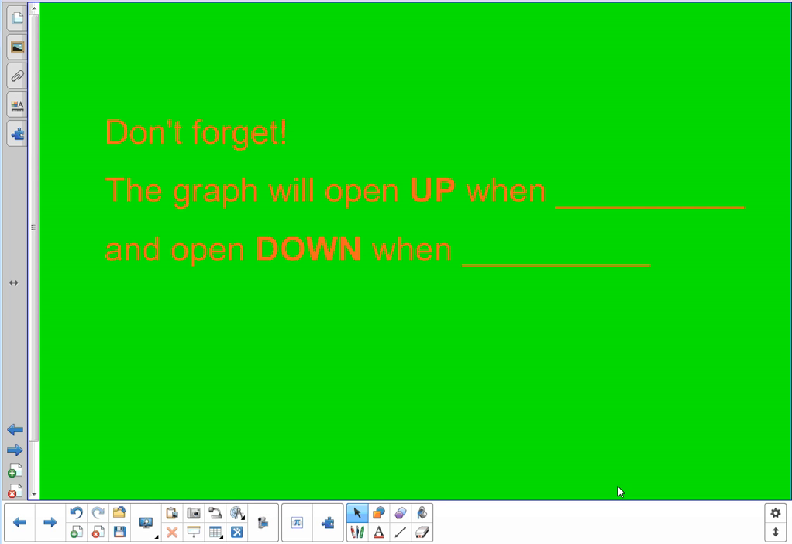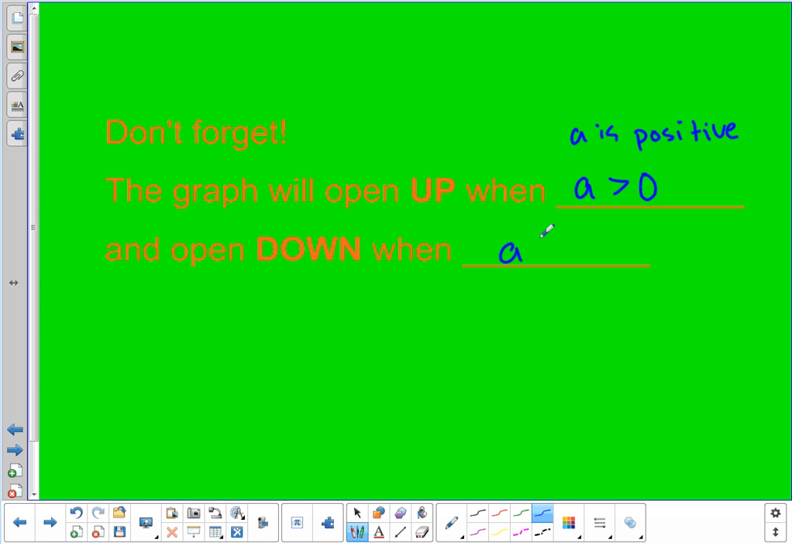So in example 3, oh, and can't forget this. At the very bottom of your front page, it says, don't forget the graph will open up when A is positive. Or in other words, A is positive when A is greater than 0. And the graph will open down when A is less than 0 or A is negative. Okay, some of you might be asking, well, what happens when A is equal to 0? Well, if A is equal to 0, then there would be no x squared term, which means you just have a linear equation, which is a line. So that's why we don't need to worry about that with parabolas, because that makes a line.